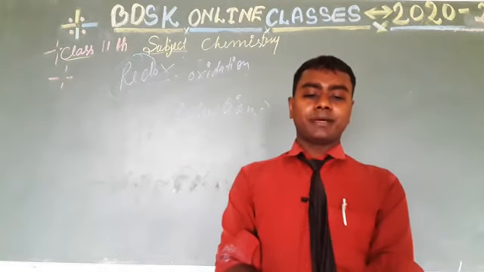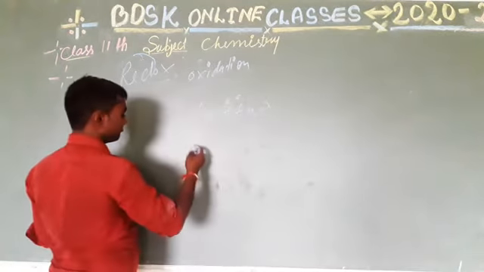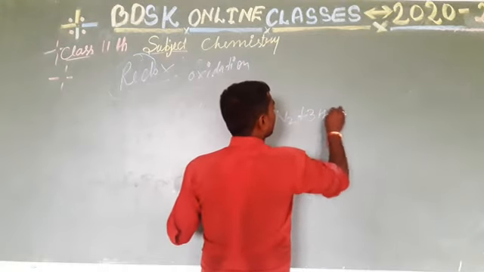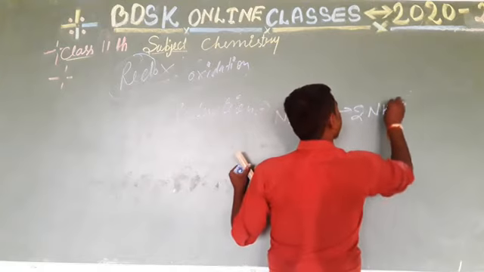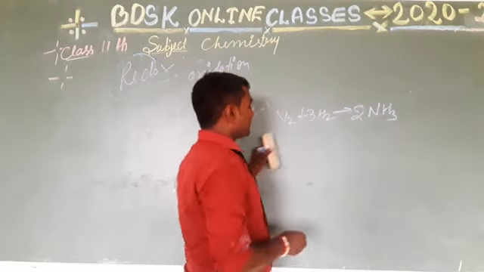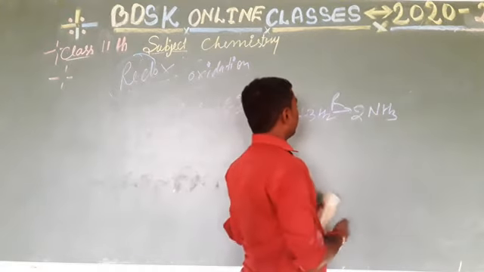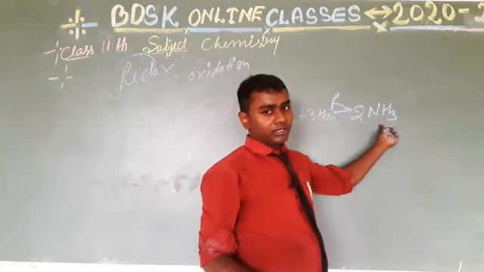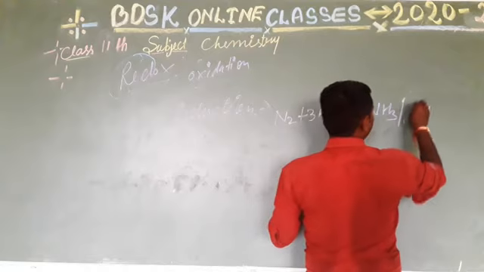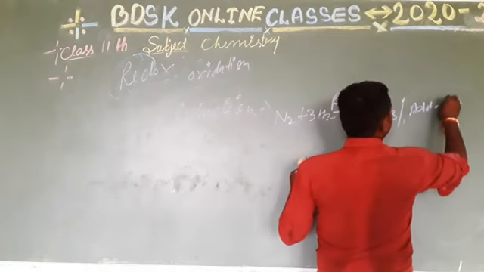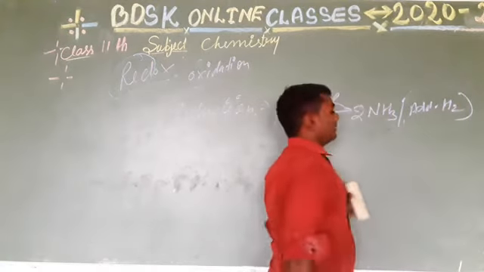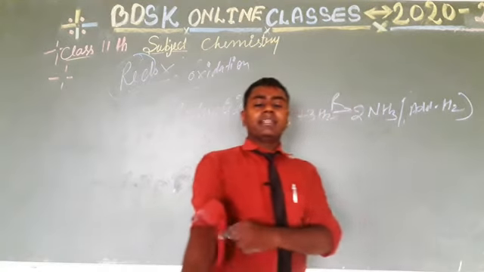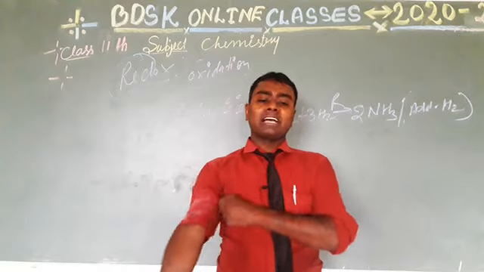Okay, for example, N2 plus 3H2 is equal to 2NH3. This is a reduction reaction. Why? Because this hydrogen is added to nitrogen and forms ammonia gas. So in this equation, addition of hydrogen takes place. That symbolizes reduction reaction.